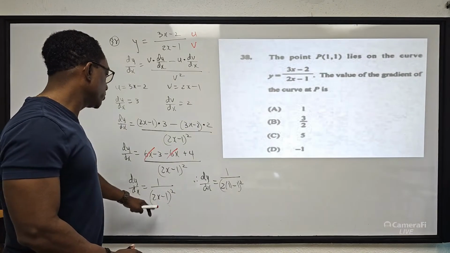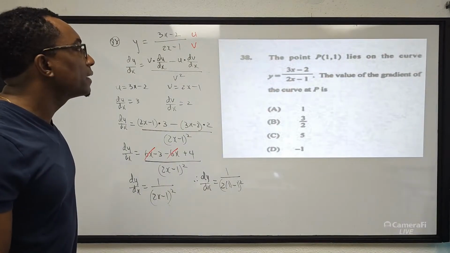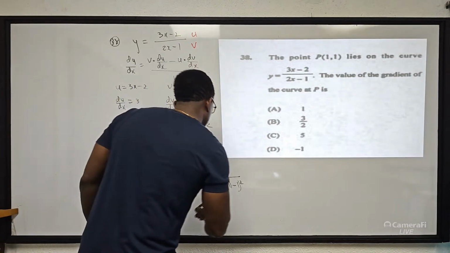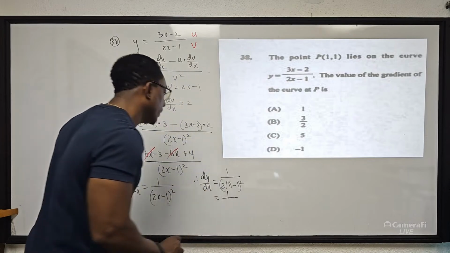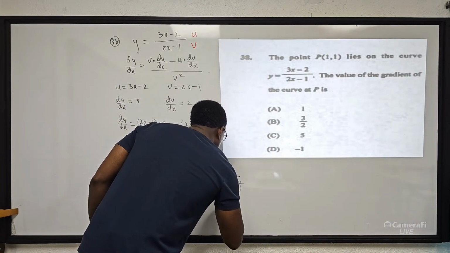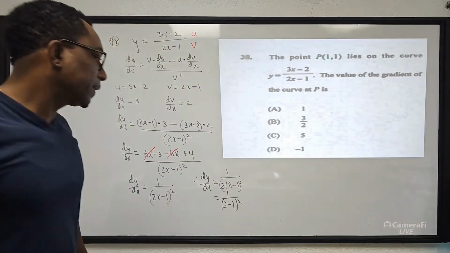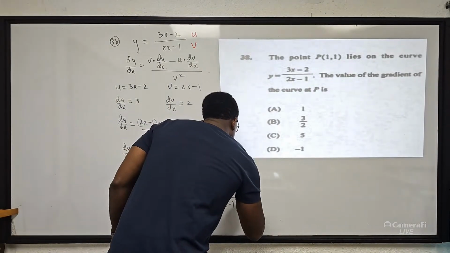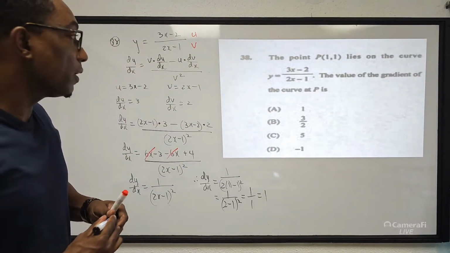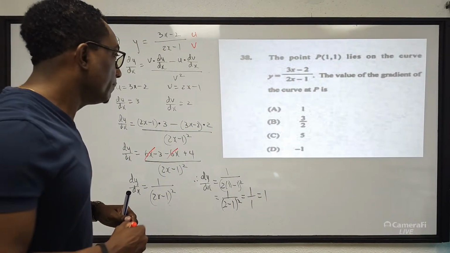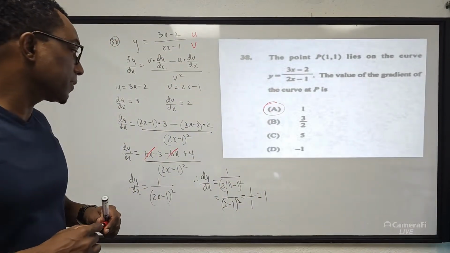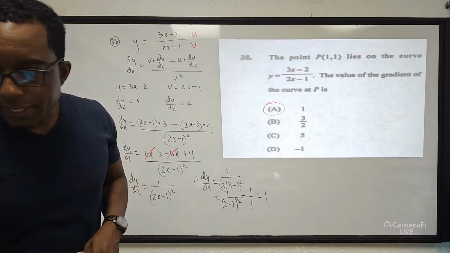Therefore, when we substitute x as 1, this becomes 1 all over (2 minus 1) all squared, which becomes 1 over 1, which is 1. So let's double check to make sure our substitution and everything is right. Therefore we're going to get 1 as our answer, which is E. So question 38 is E.